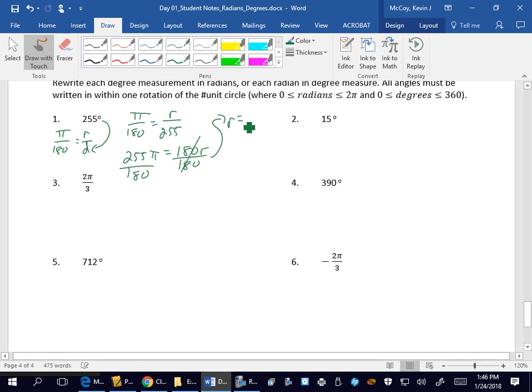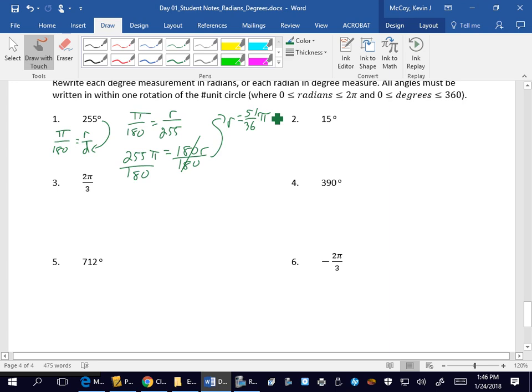Now it is good that if you could reduce these things, go ahead and do so. Let's see, 255 over 180. If you can't think about this stuff real easily in your head, do it in pieces. You should know that they both end in a 5 or 0, so 5 goes into both of them. Looks like I'm going to get, what is that, 51 over 5 goes into 180 36 times. And then don't forget your times pi.